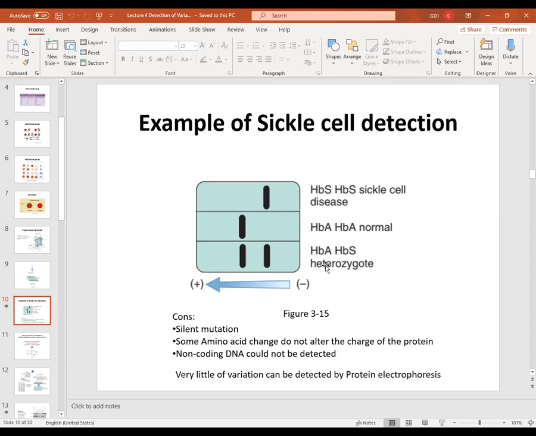But a protein experiment really takes time and is quite expensive, and it takes a long day to set up. I don't like it too. Also, there is a big limitation: only a very limited number of variants can be detected by protein electrophoresis.